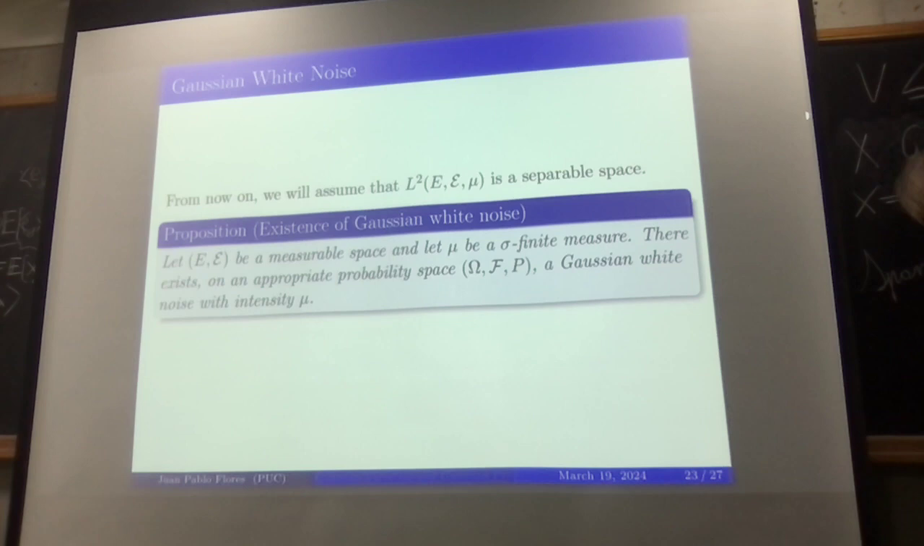And I think that in this case, in the separable case, this space that we prove that there exists can be omega equal to the interval 0, 1, F the Borel sets of this interval, and P the Lebesgue measure.